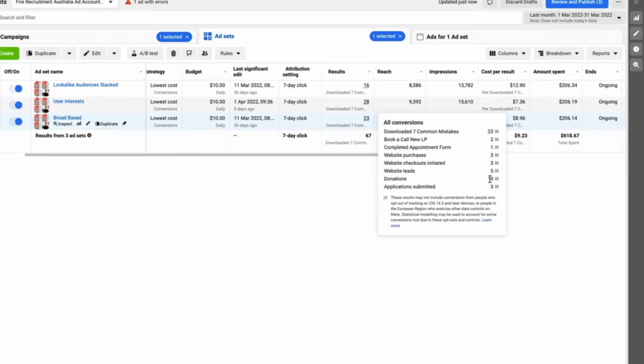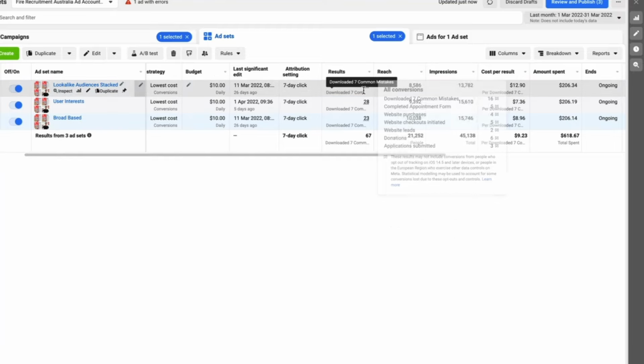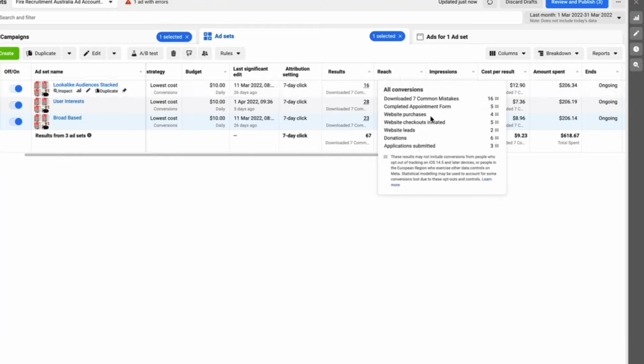So obviously at the broad-based stage, more interest was expressed in joining the group, but less interest was there when it came to submitting an application, as opposed to the lookalike audience one, where 3 out of the 16 went on to complete the application.